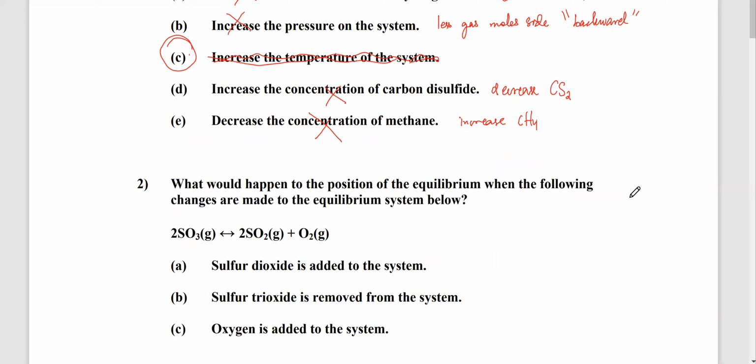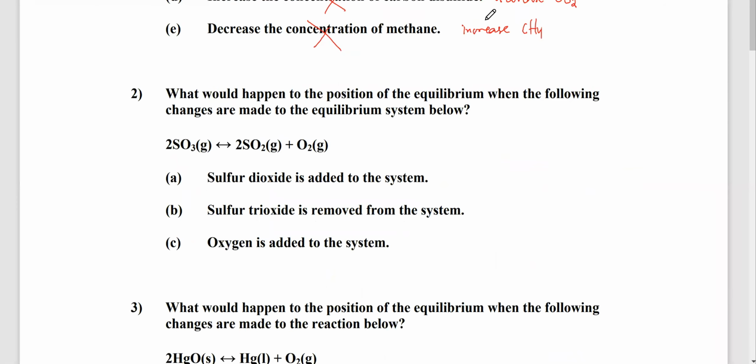Achha, so similarly, next one. Now he's saying what would happen to the position of the equilibrium when the following changes are made. So we need to figure out whether forward or backward. So sulfur dioxide is added. So that means SO2 concentration. Remember, concentrations are written in square brackets. SO2 increases. What would the equilibrium do?